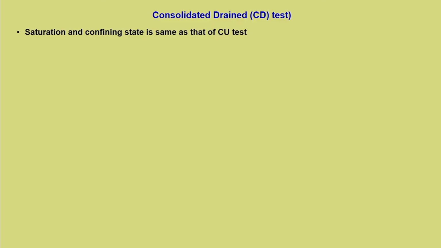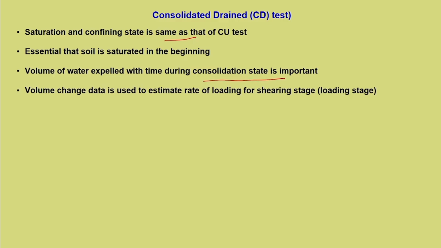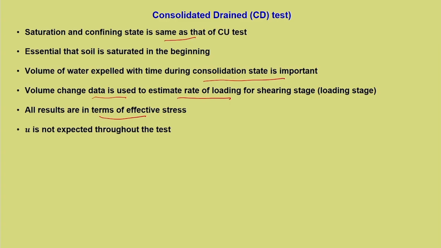Now, the CD test is very much similar to the CU test, everything remains the same, the only thing is that drained loading happens. Saturation and confining stage is the same as that of the CU test. It is essential that the soil is saturated. Volume of water expelled with time during the consolidation stage is important information. Volume change data is used to estimate the rate of loading for the shearing stage, that is the loading stage. All results are in terms of effective stress because there is no development of pore water pressure during this test.